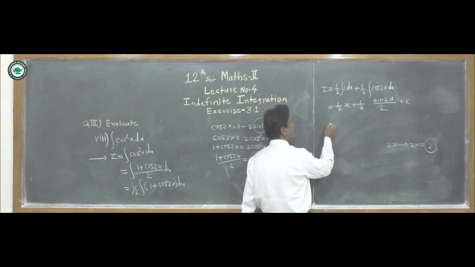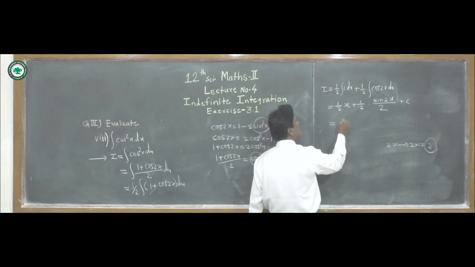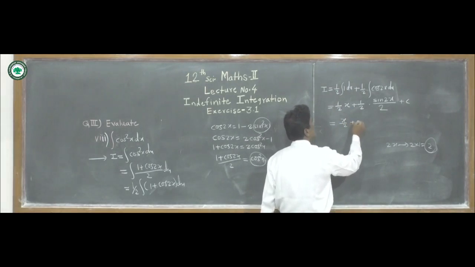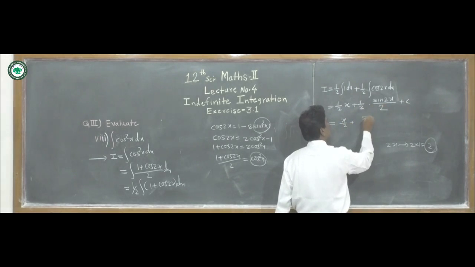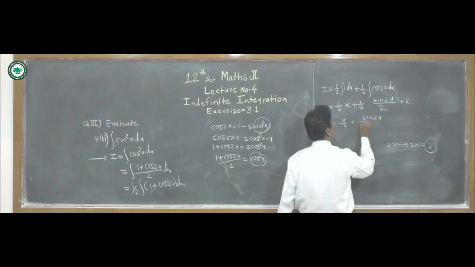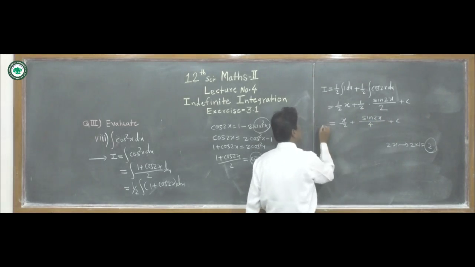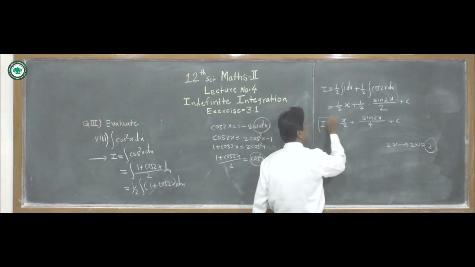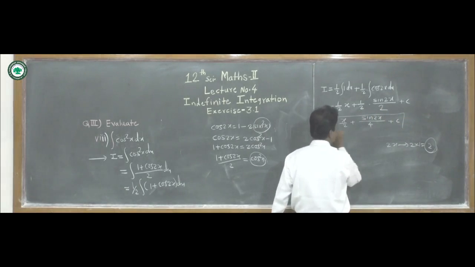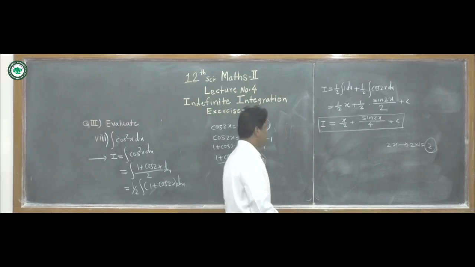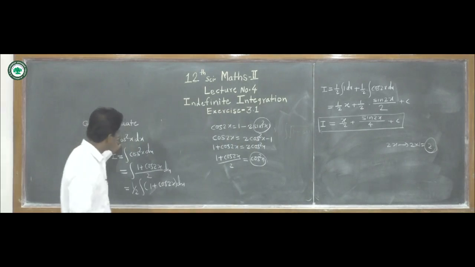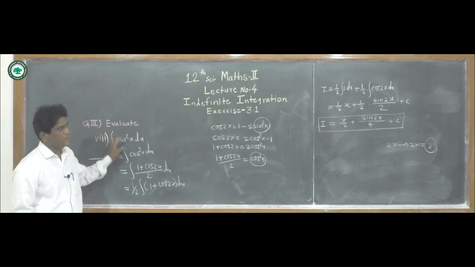So lastly we write this as 1/2 into x, that is x by 2, plus 1/2 into sin of 2x divided by 2, plus the constant of integration. This is the final solution. And now take the screenshot. So here we find the integration of cos square x in this way.